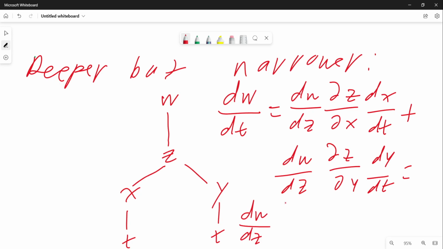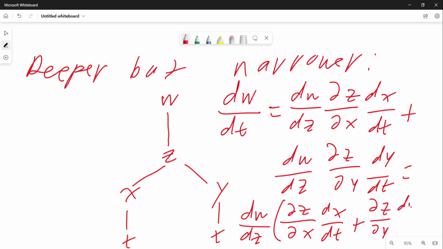Remember, this is all multiplication. It's not composition or anything, so we can just factor it out. And that would be another way of writing it. Okay, so that's that. So there's a couple more things we want to go through.